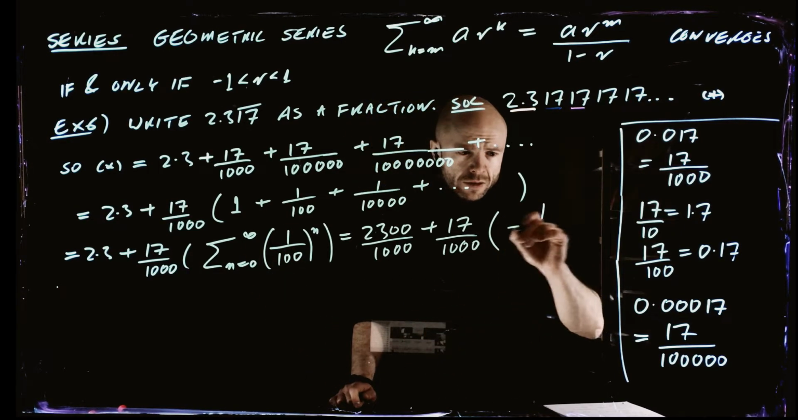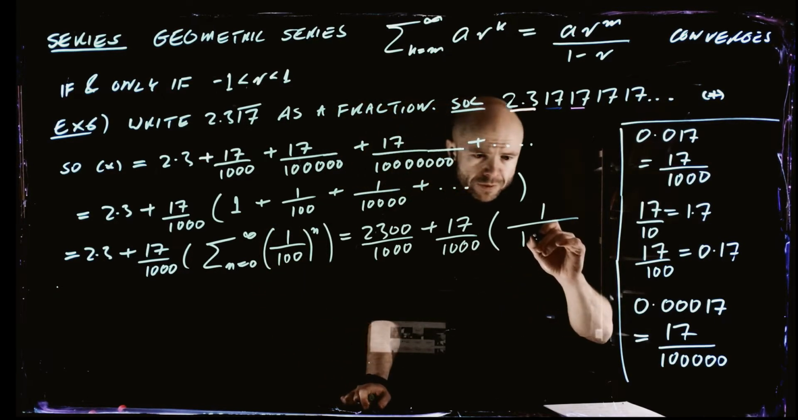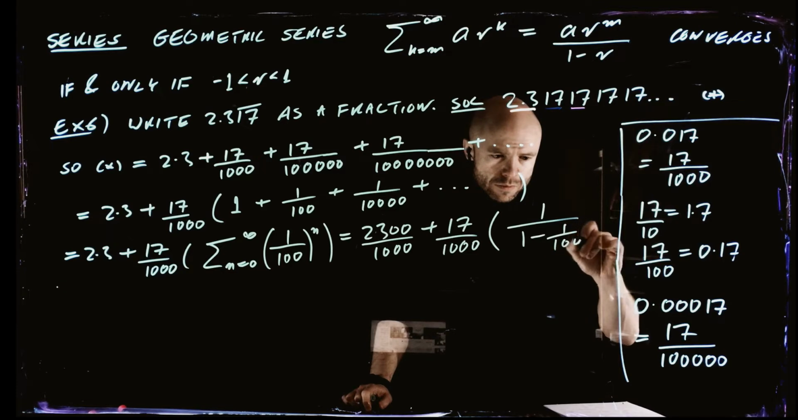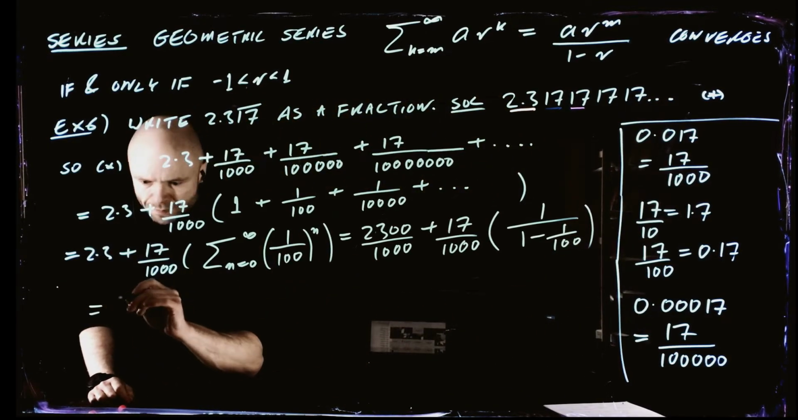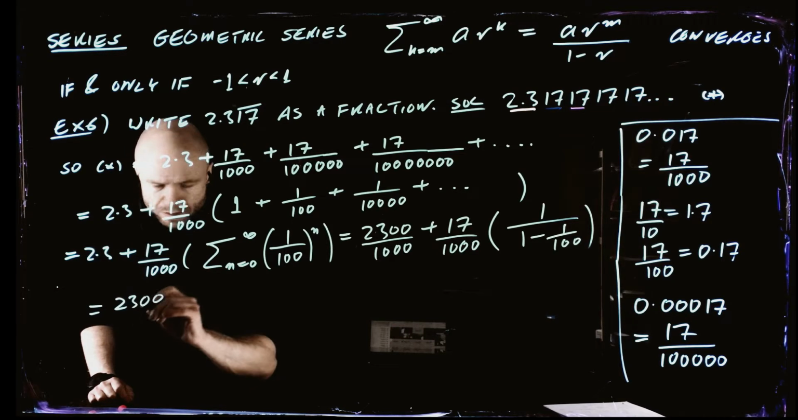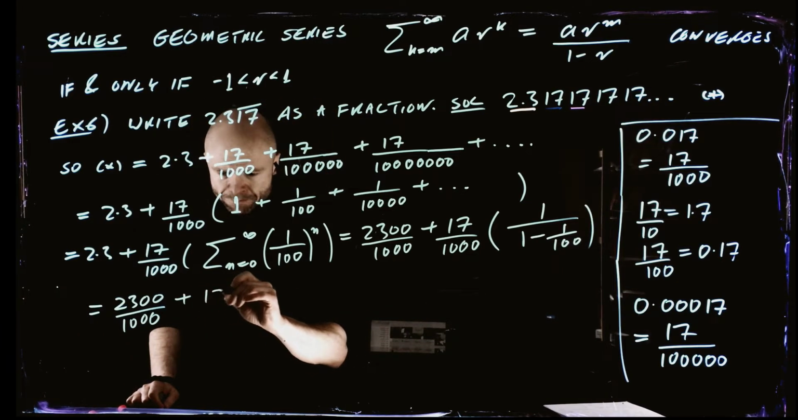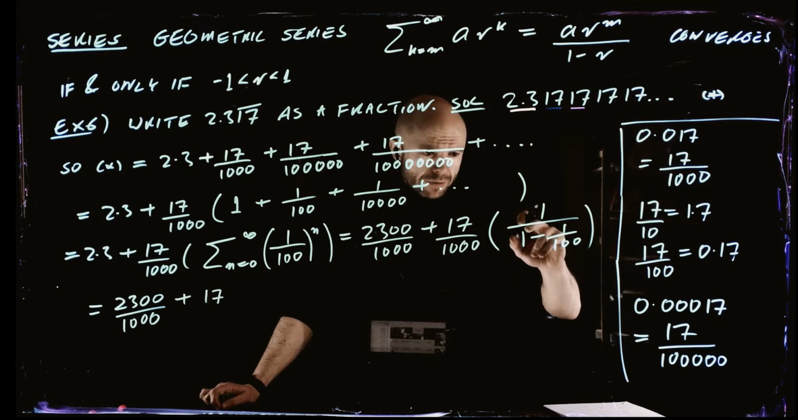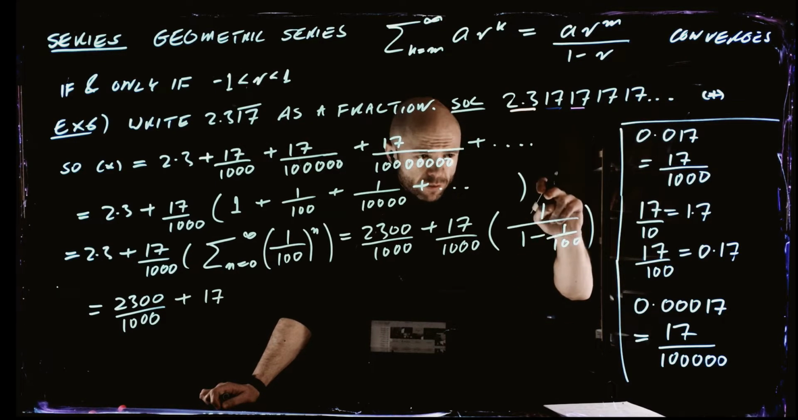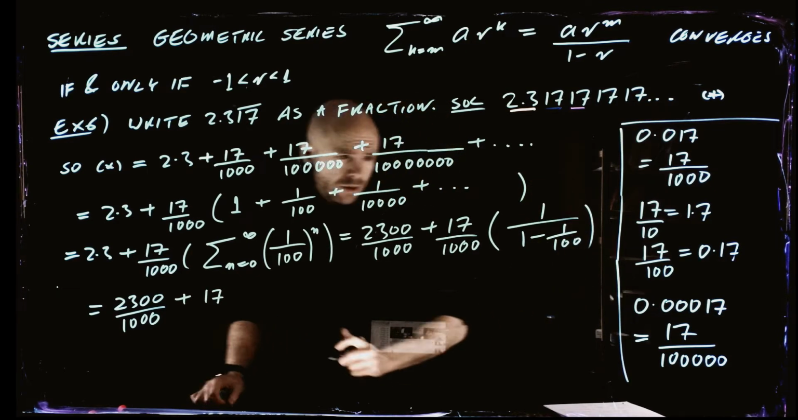So it's going to be 1 over 1 minus r. r is 1 over 100. Yeah? And then clean this up a little bit. 2300 over 1,000. What is this thing? 17. So this thing here will be 99 over 100. So if we have 1 over 99 over 100, that's the same as 100 over 99, right?